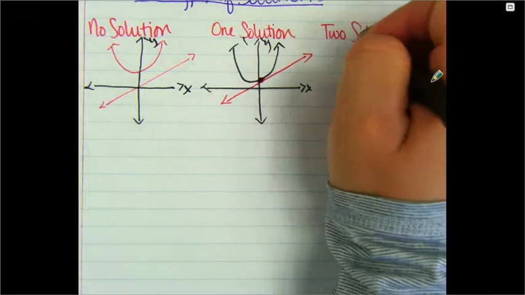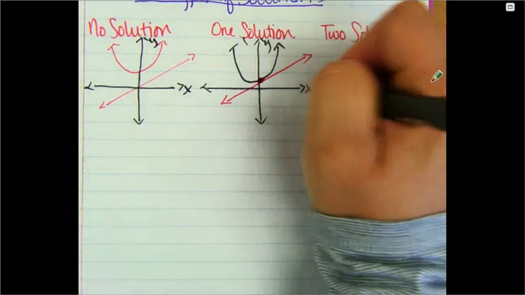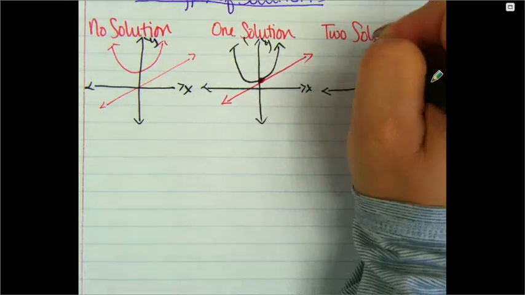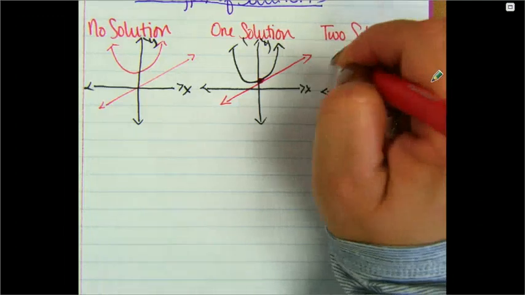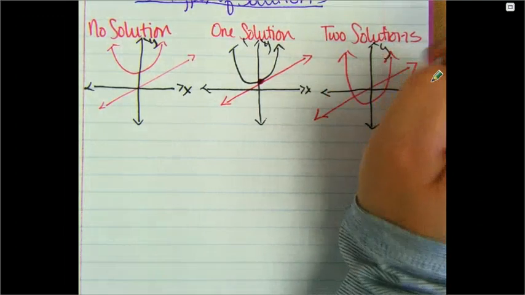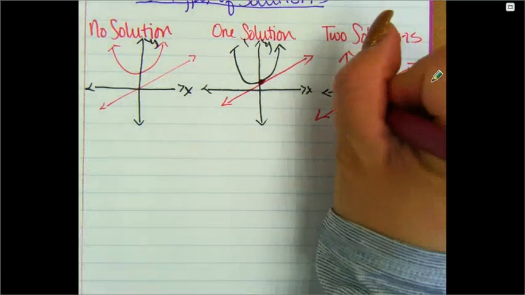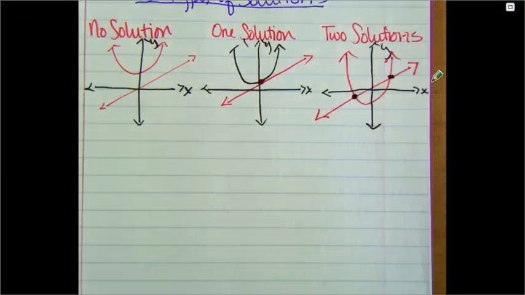And lastly is 2 solutions. What do you think is happening here? So it crosses it. So parabola, line. Intersecting 1 and 2.